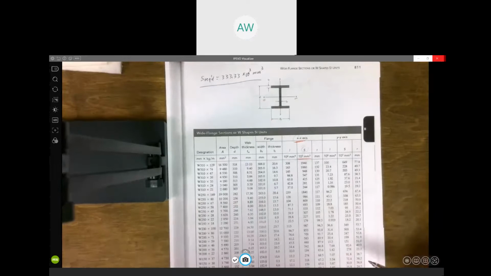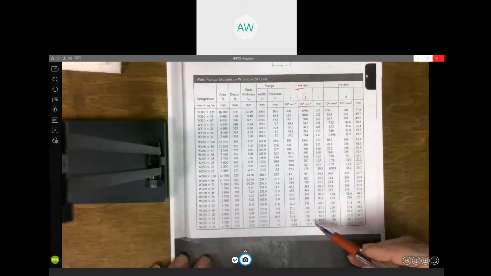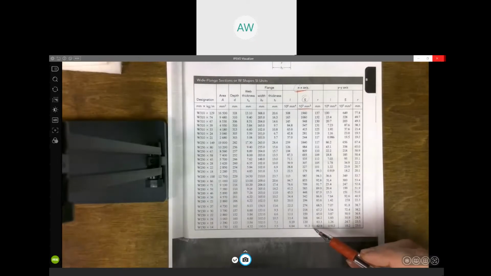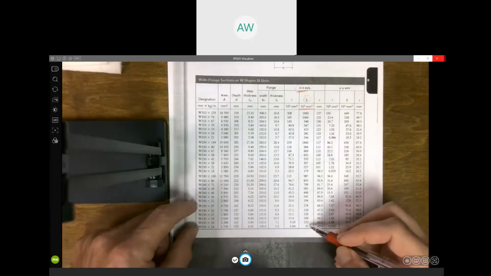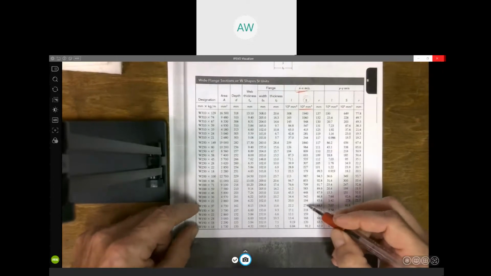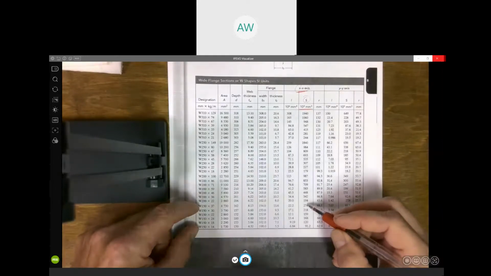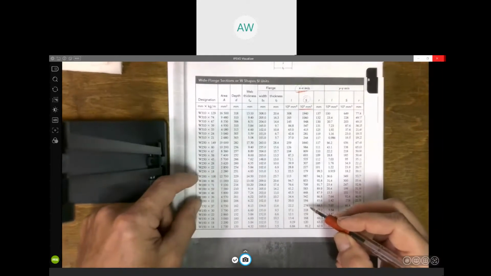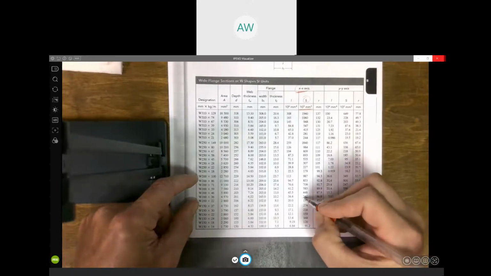So we go to the bottom. We're looking for something in this column that's at least 333.33. And so if we look at these W150s, it starts out at 91.2, goes up to 274. None of those are big enough, right? They're not strong enough. So we've got to go up to the next bigger size. This is the next group, W200s. And we go up till we find one.